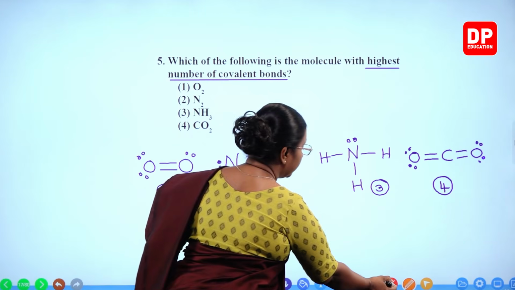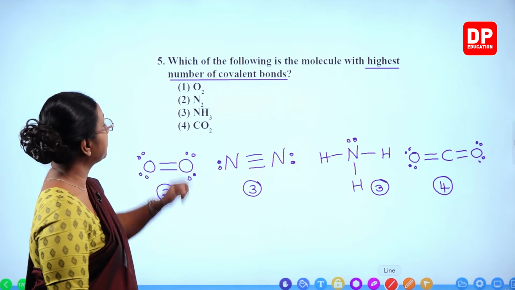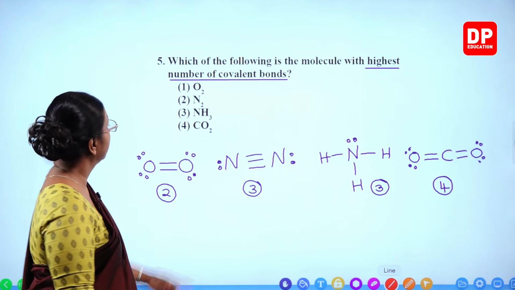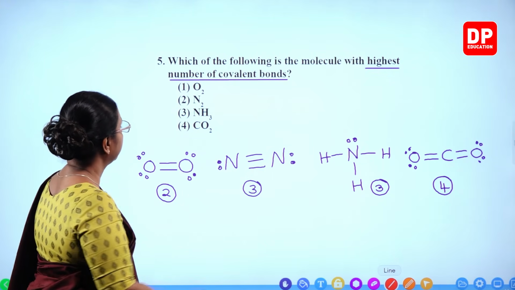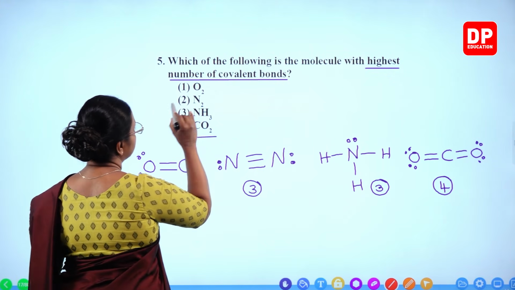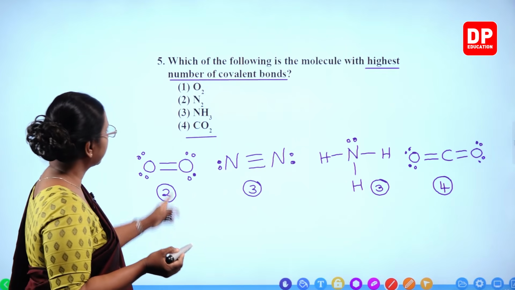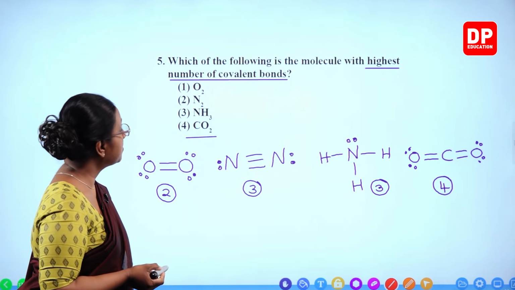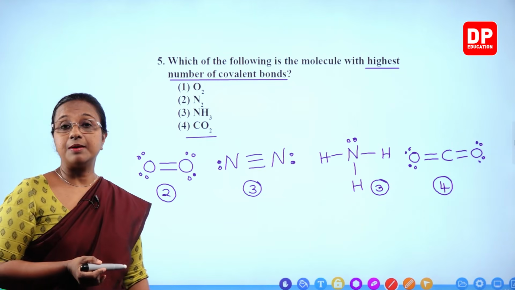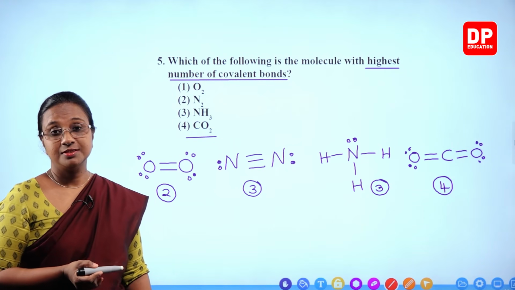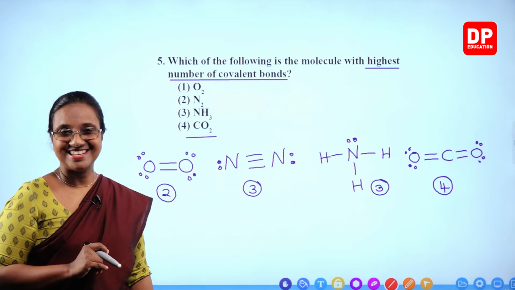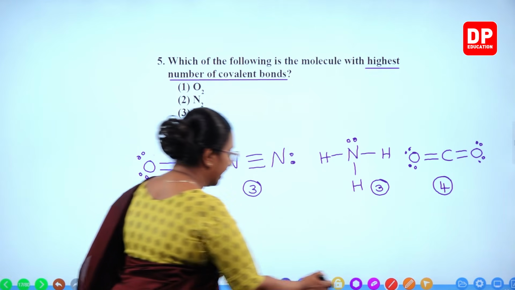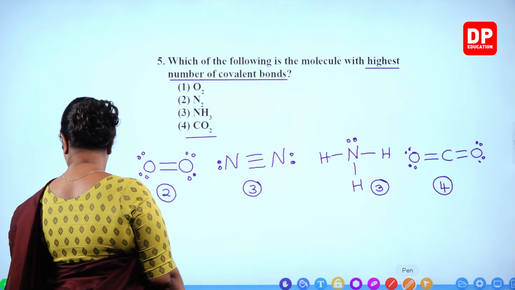So the question is to find the highest number of covalent bonds. O2, N2, ammonia and CO2. Oxygen, nitrogen gas, ammonia gas and carbon dioxide gas. So out of that, carbon dioxide has the highest number of covalent bonds. I'm sure you all can understand that. So with that, the next question.